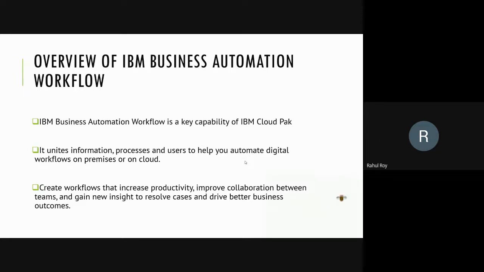Second point says it unites information processes and users to help you automate digital workflows on premises or on cloud. So exactly what I said. IBM BPM or IBM BAW is available both on premise as well as on cloud, depending on what you want to use. If you want to use it on cloud, then definitely you go and purchase that. And if you want the larger version, if you want Cloud Pak, then definitely you have to purchase a license of it.